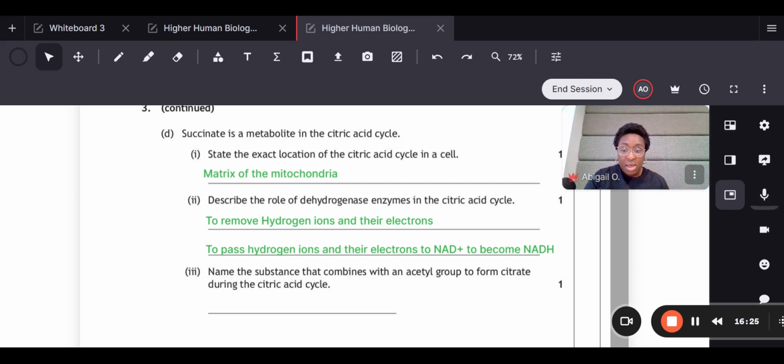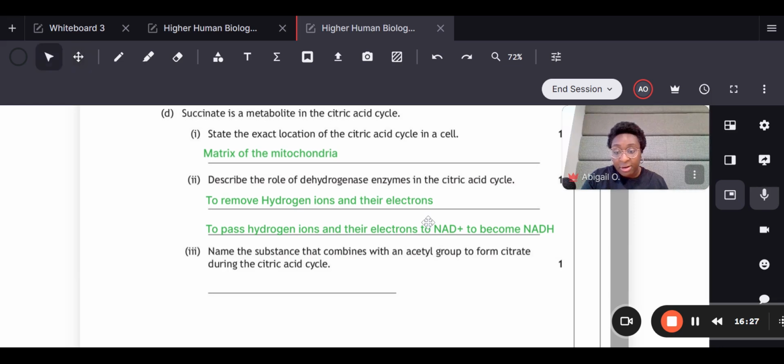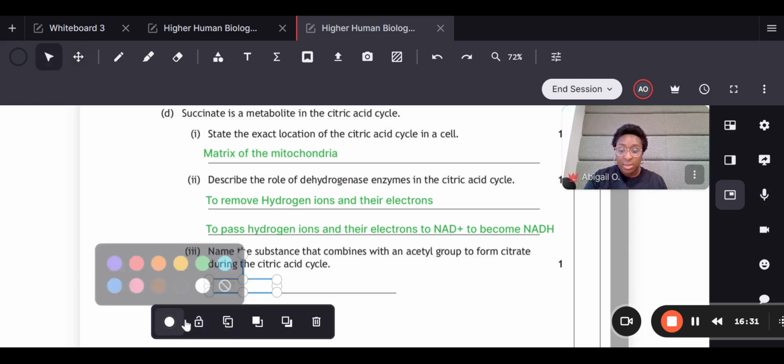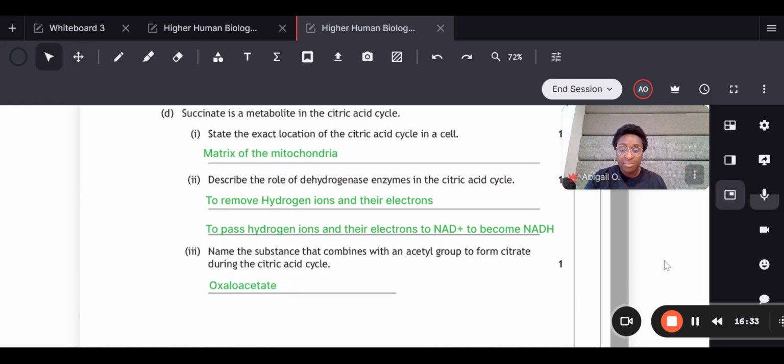And finally, we saw in that diagram there, the substance that combines with an acetyl group to form citrate, that's going to be oxaloacetate. Okay.